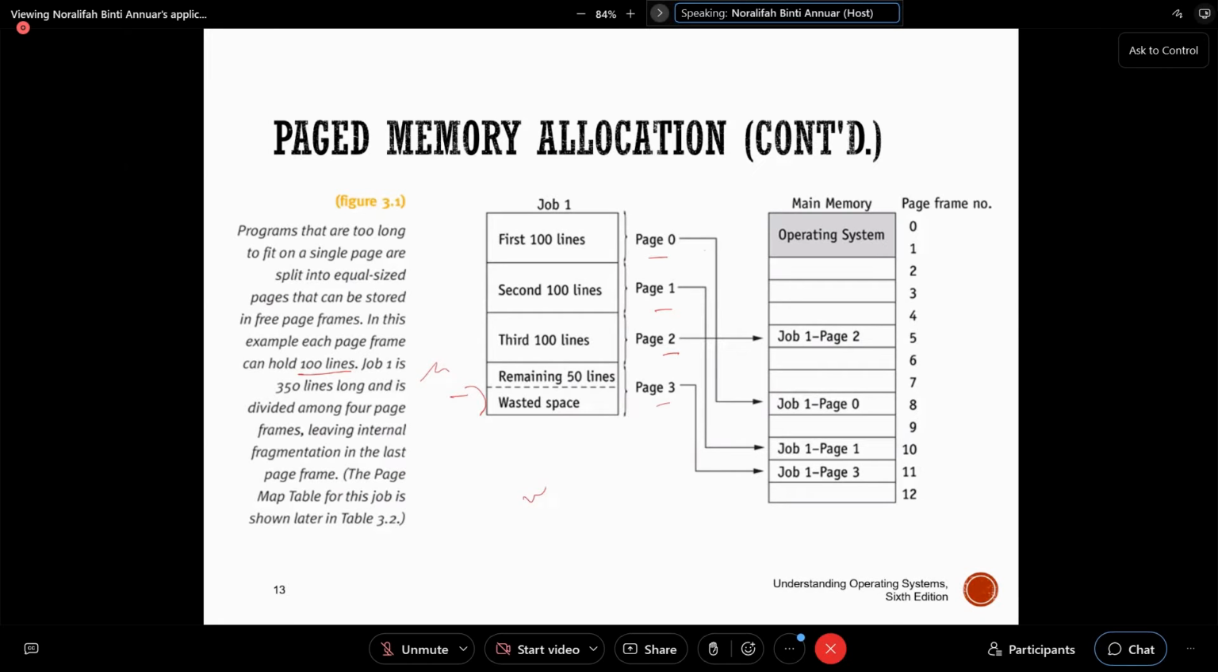They need, so they akan refer kepada program counter or instruction register which is all the address. So they will refer to the address. So that's why when you break them into a number of pages, the job table become very long. Sebab dia banyak address that they need to refer. Okay.